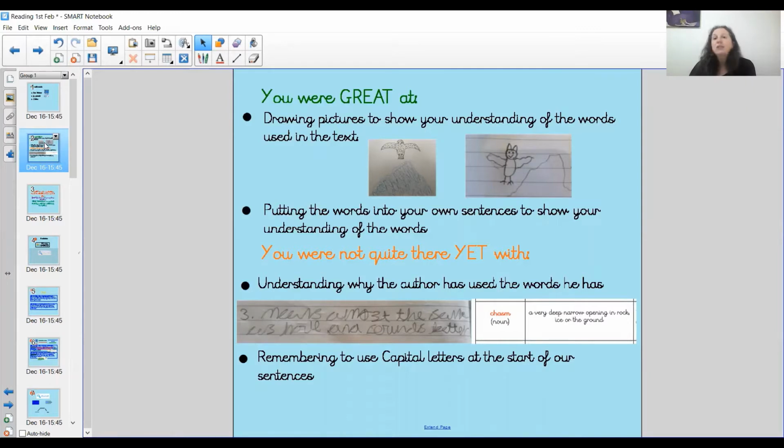And just a little reminder, because we're not quite there yet, is to remember to use our capital letters at the start of our sentences. If we are starting a new sentence, we should always have a capital letter at the beginning and a full stop at the end.